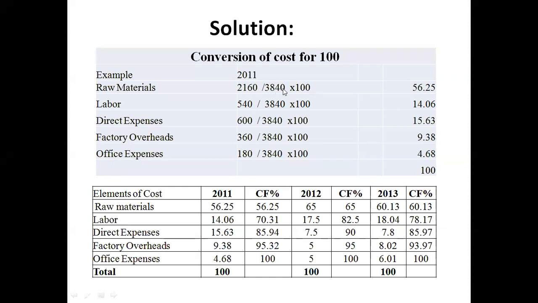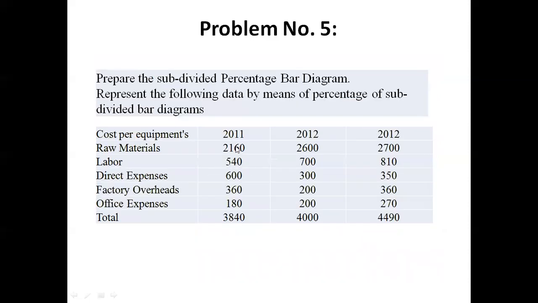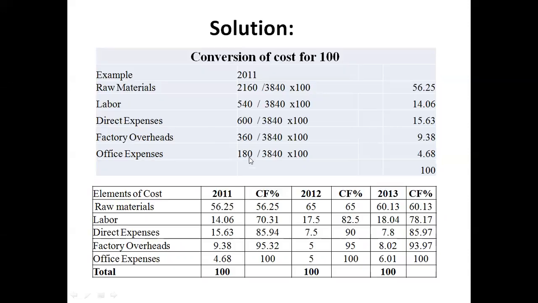So it can be converted into percentage, that is, raw material total. Every year we have to convert. So this one, 2,160 divided by 3,840 into 100 percentage. So 2,160 divided by 3,840 into 100, it comes to 56.25. Similarly, the second one, that is the raw material percentage, 540 divided by 380. This is for this year. This year we have converted into percentage. So when we take the total, it comes to 100.